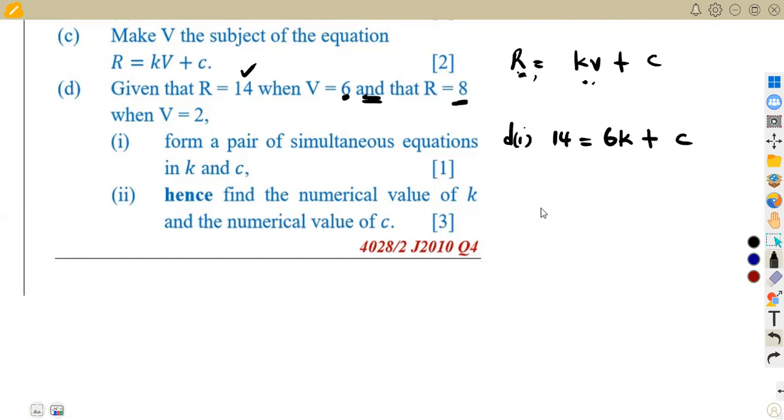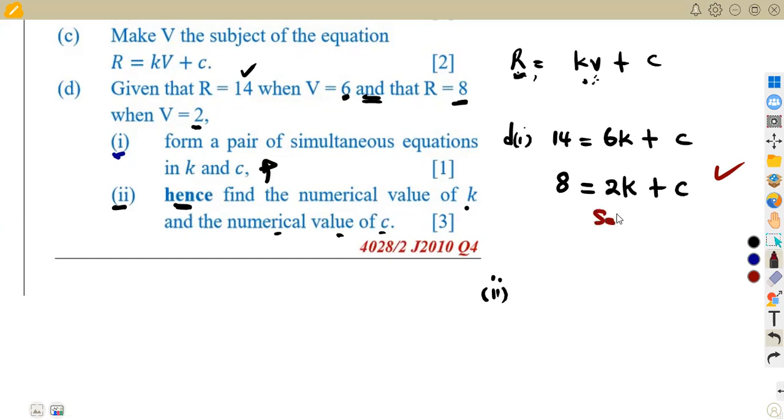Then we move on, and that is another condition. r is 8, so we are forming another equation. r this time is 8, which is equal to kv, where v is 2. So it's going to be 2 times k, so we're going to have 2k plus the constant. So that is the question here. Just form the equations. Then item 2 now is hence find, meaning it's a continuation from the equations that we formed. Now calculate the numerical value of k and the numerical value of c. That means we are supposed to solve these equations simultaneously.